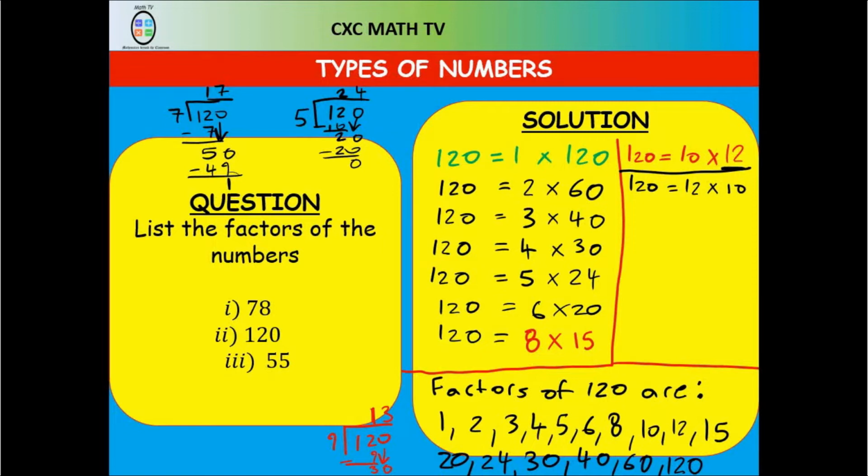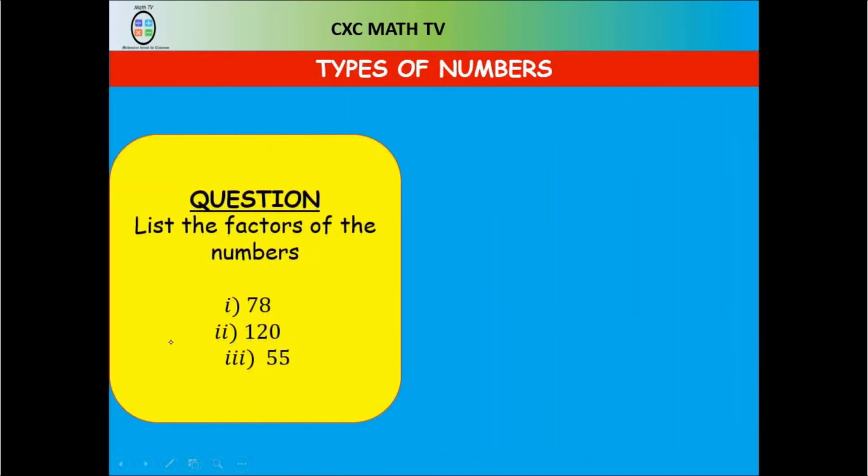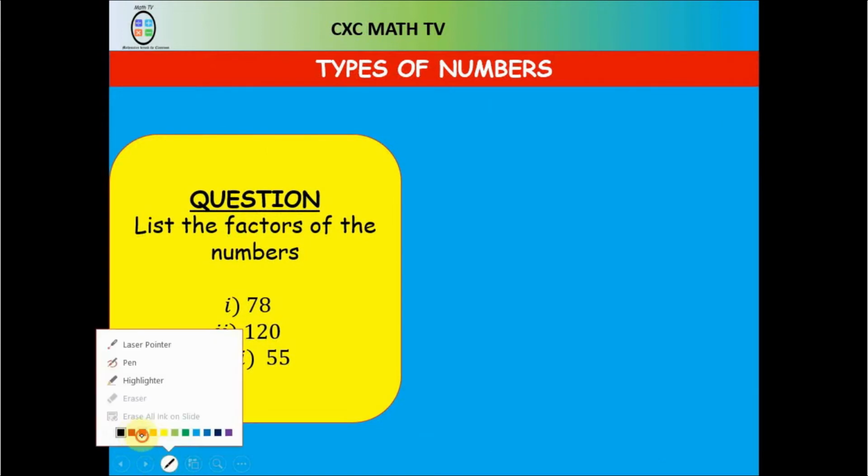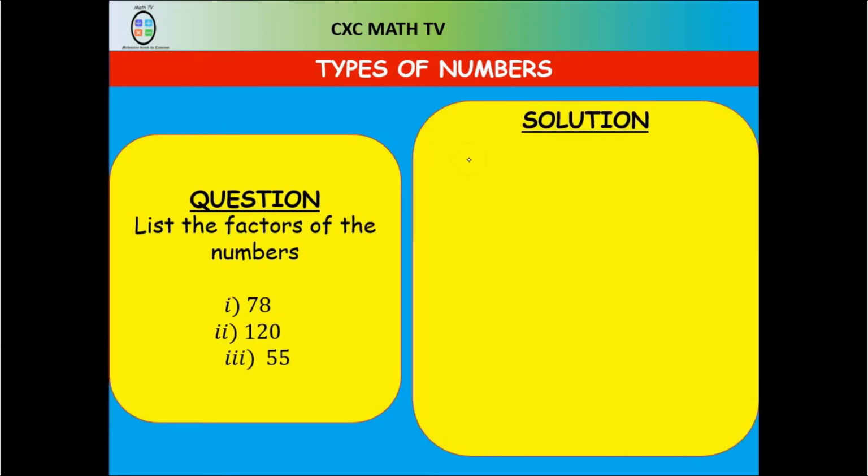Finish strong for me. Go ahead, pause the video and list all the factors of the number 55. Alright, so let's do that one. As you have paused the video and listed all the factors, you start by saying 55 is 1 times 55, right? Good.